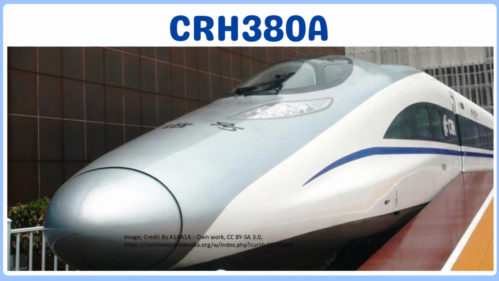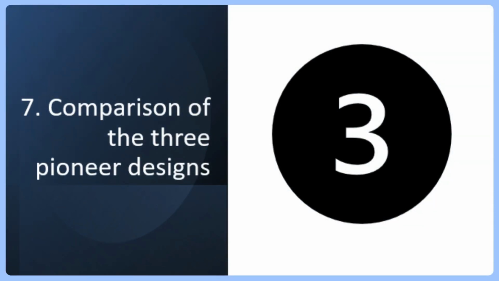CRH-380 has been in operation since 2010. Its maximum possible speed is 380 km per hour. Now we will discuss some comparative figures of the 3 main design bases for high-speed trains: Shinkansen E5, Siemens Velaro and Alstom's AGV.